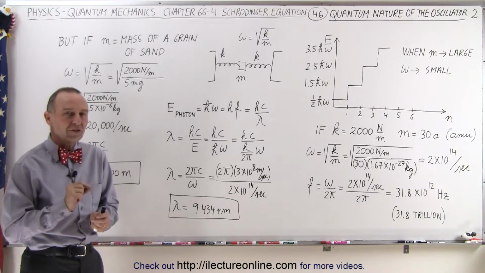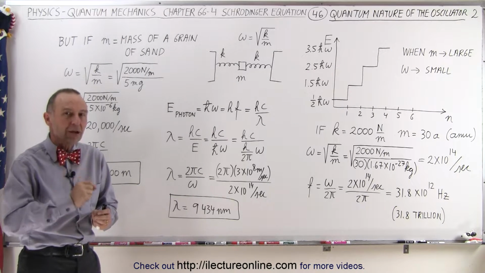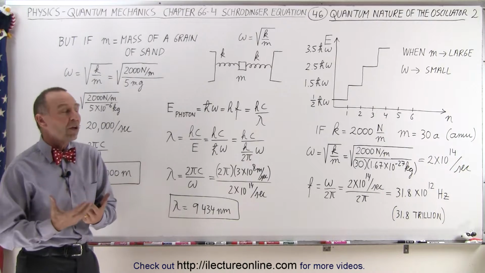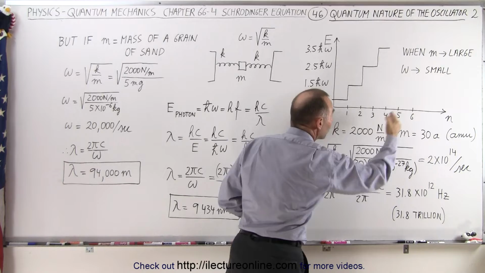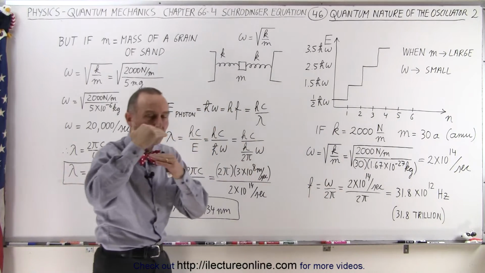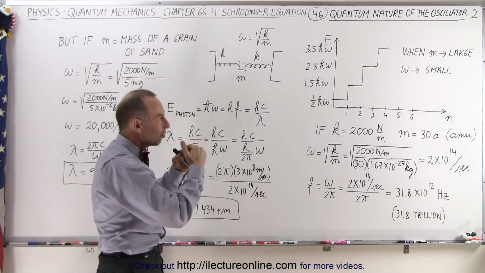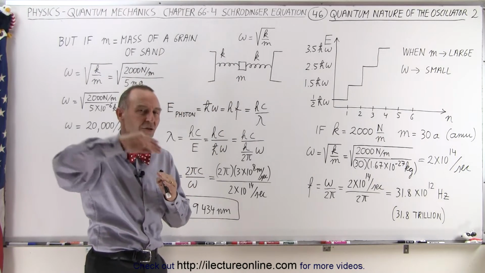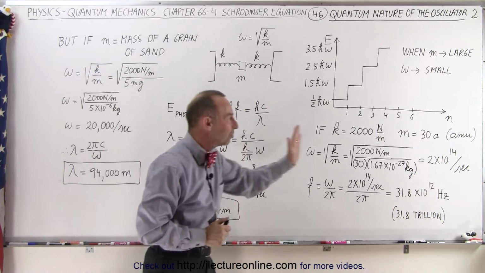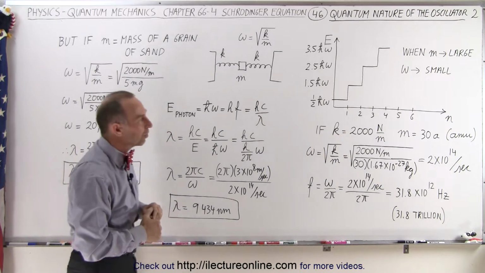If the masses on the oscillators are small enough, the oscillators will behave like quantum oscillators, meaning that the energy level differences between quantum states are actually noticeable, and so the differences are step-like functions rather than continuous functions of continuous increases in energy as the quantum state increases.